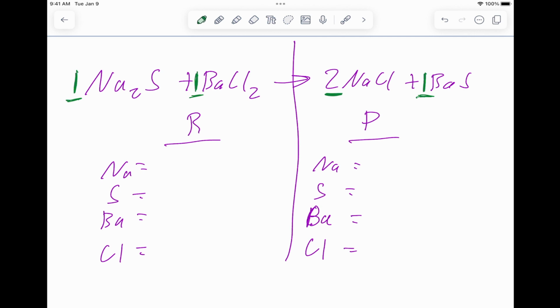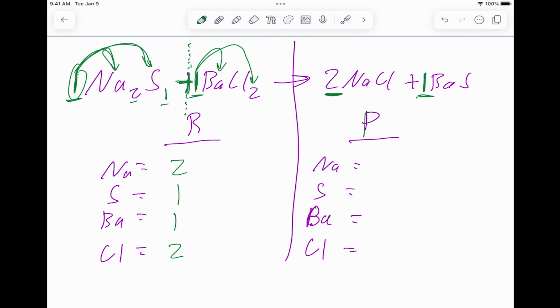So I have my sodium, so it's 1 times the 2, so I have 2 sodiums. And I have 1 times the 1 sulfur, so I have 1 sulfur. Now I have a plus sign, so a plus sign is a divider, because this one only pertains to the things that follow it until the plus sign. The plus sign breaks that apart. Okay? So now I have a 1 times the barium, so I have 1 barium, and I have a 1 times the 2, so I have 2 chlorines.